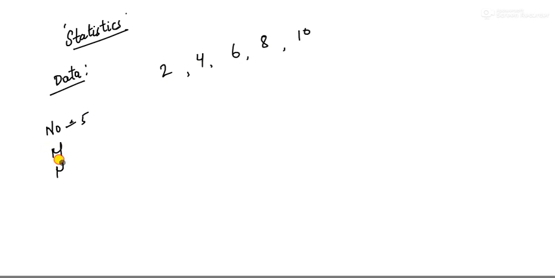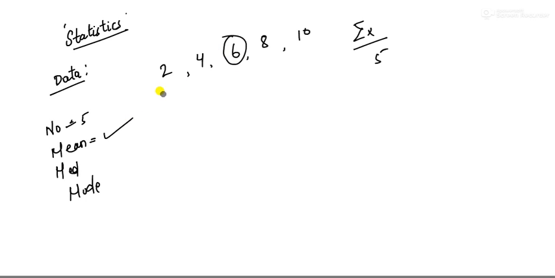If they ask you the mean, median and mode of this data, what does it mean? Mean means you just add and divide by the number. So 2 4 6 8 10, that we call sigma x. The summation of all this divided by 1 2 3 4 5 will give you the mean. Median is the central most value when written in increasing or decreasing order. So here it is 6, because 2 are on this side, 2 on that side.